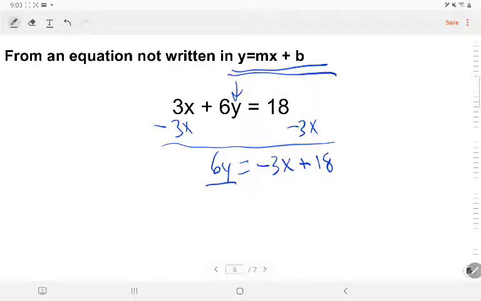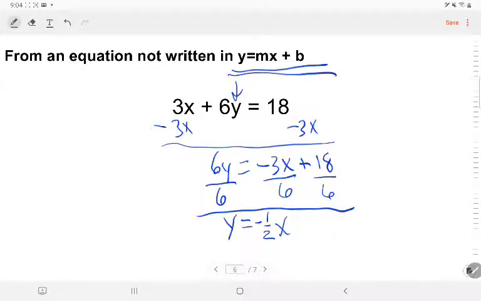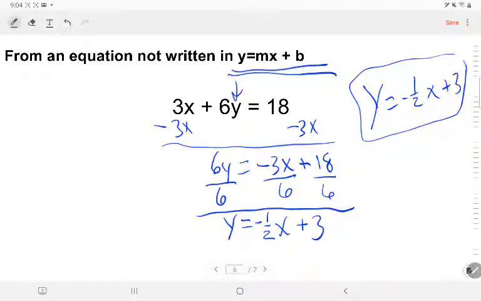Now I'd have to divide. 6y is multiplication. The opposite of multiplication is division. So I would divide everything by 6. Everything. Then 6 divided by 6 is 1. So that leaves me with 1y, or just y. Negative 3 divided by 6 would give me negative 1/2 x. And then 18 divided by 6 would give me 3. So my answer is y equals negative 1/2 x plus 3. Okay? So I can write it from an equation not in the form.